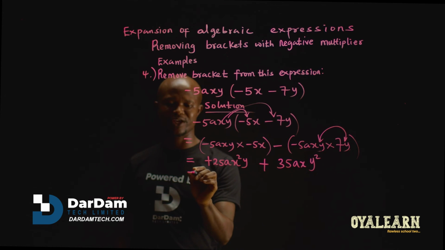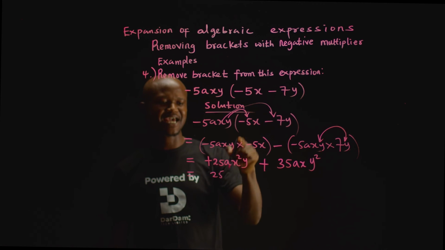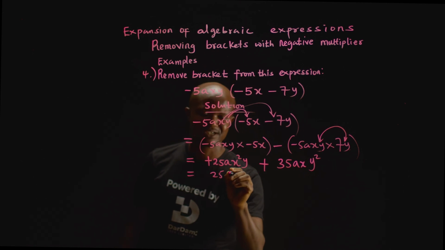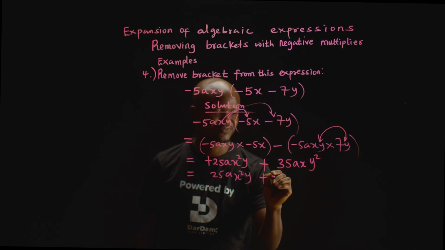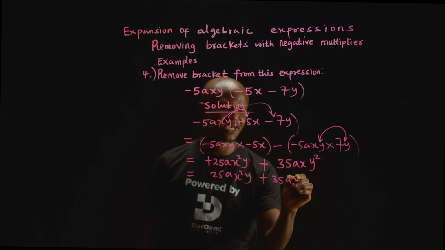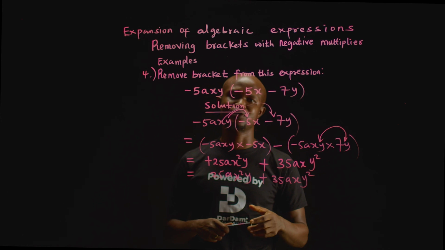So the answer will give us plus 25ax squared y. It's still the same thing as 25ax squared y. Then plus 35axy squared. That is the solution to the problem. Thank you.